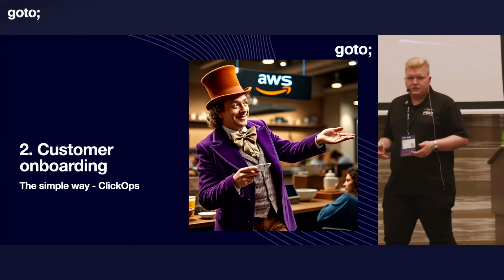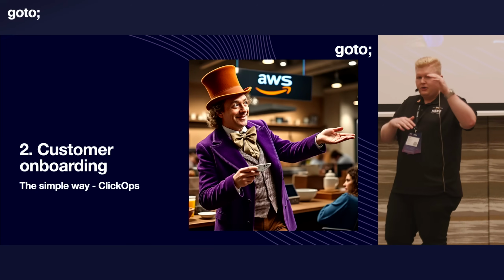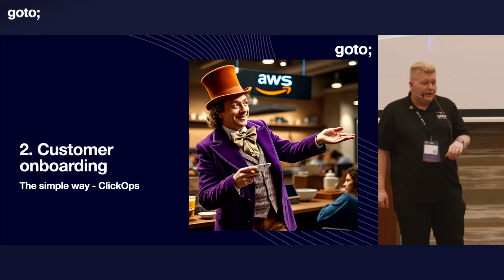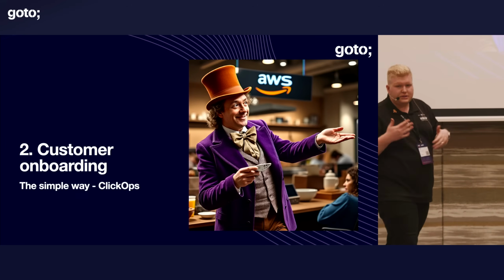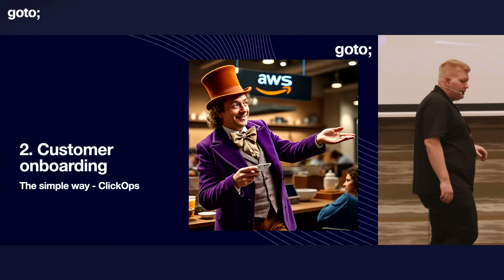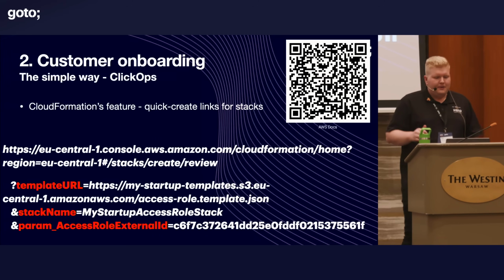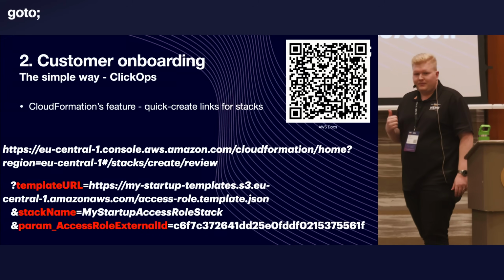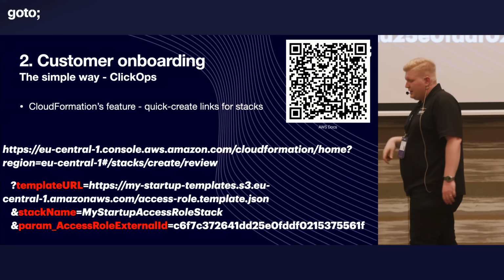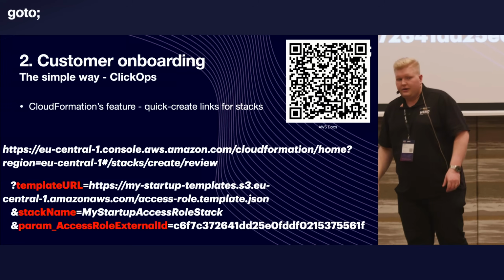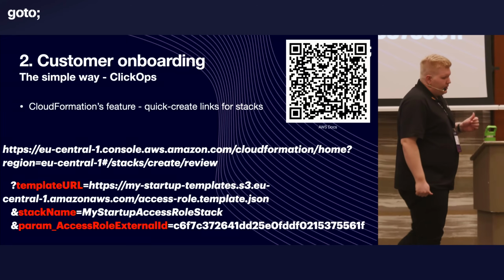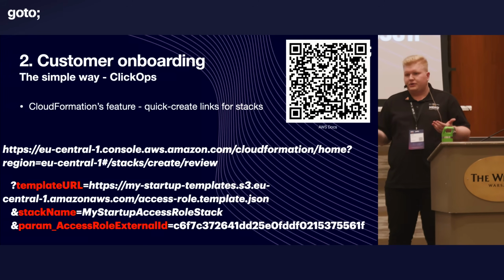Customers can create their roles by themselves if you write a tutorial, which usually is not the best developer experience, what you want to do. So usually you want some easy one-click solution for how to onboard them. For this, there is a great tool in CloudFormation, which is called Quick Create Links. And there is a link to the documentation because, of course, nobody wants to write this. You can copy there. And the thing is that there is the URL of the template, which you store publicly in your S3 bucket, for example.